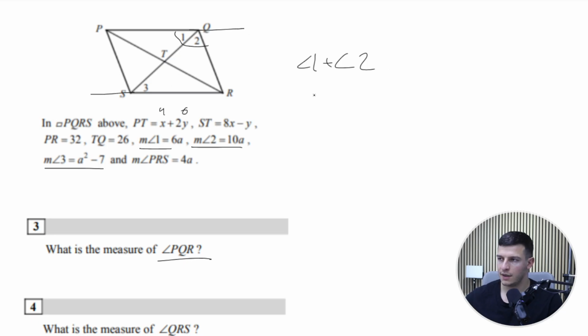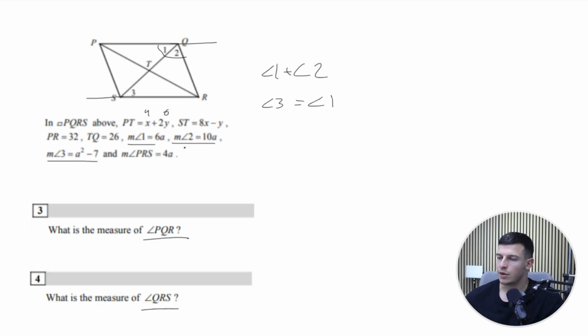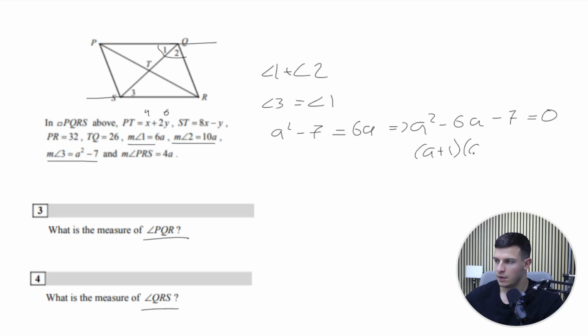Angle 3 is supposed to be equal to angle 1 based on the parallel lines and a line that's cutting them. What can we do here? Angle 3 is equal to a squared minus 7, and angle 1 is equal to 6a. So what can we do? a squared minus 6a minus 7 equals 0. That means let's do (a + 1)(a - 7). So negative 1 doesn't work out, and we can conclude that a is equal to 7.